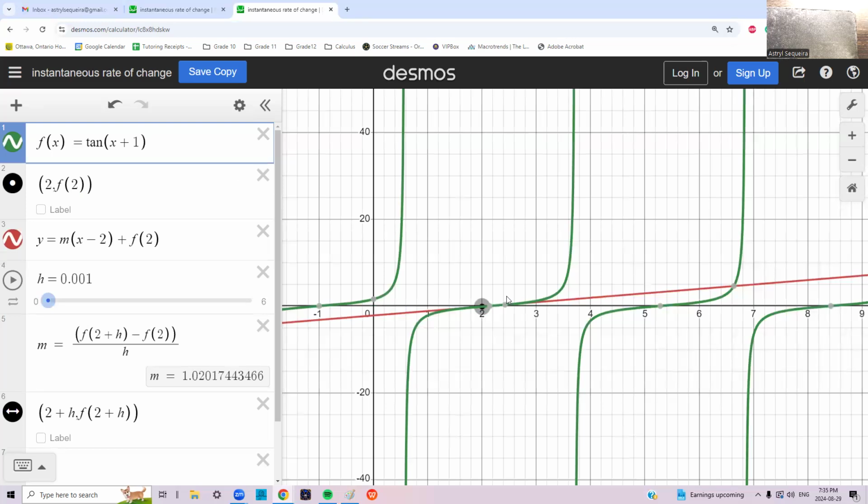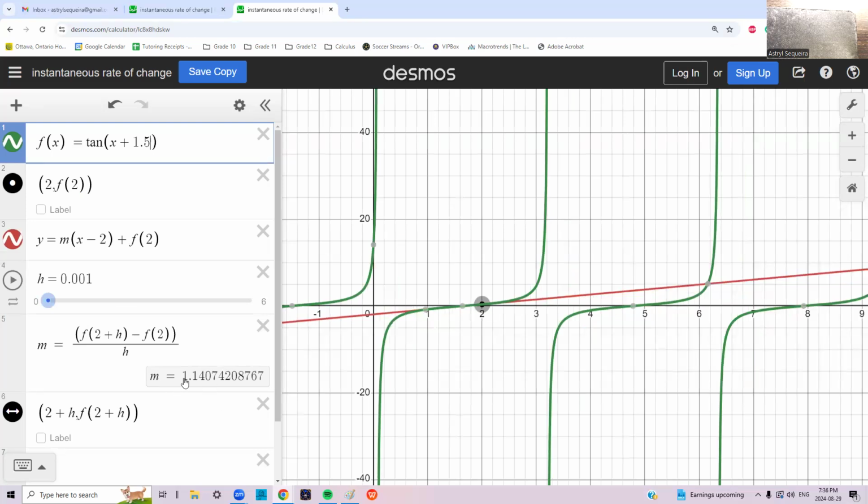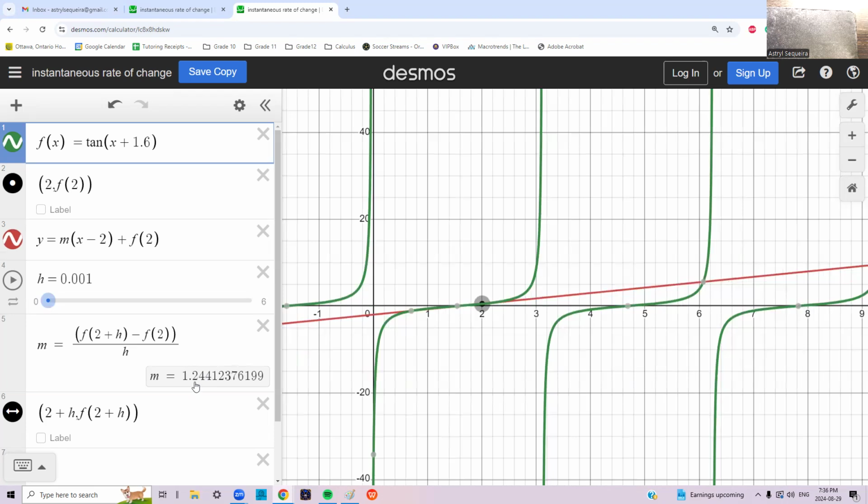If I shift it 1 unit to the left, as you can see, my slope was way too small, 1.029. So I'm going to increase this or decrease it. It doesn't really matter, because in a tan function, you have two possibilities, over there or over here. So let's make this 1.5 and see if we get closer. We did get closer. Let's make it a bit bigger, 1.6. And we just went a bit too much. So we know that it's between 1.5 and 1.6.